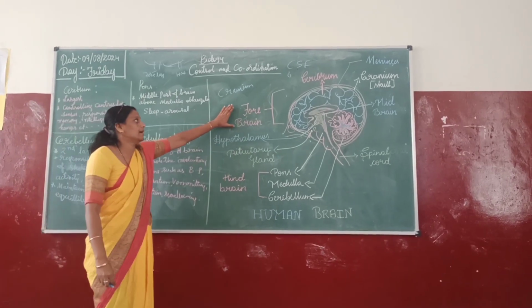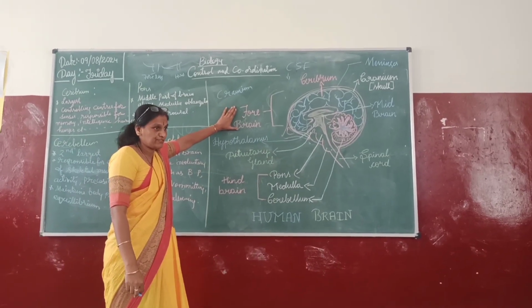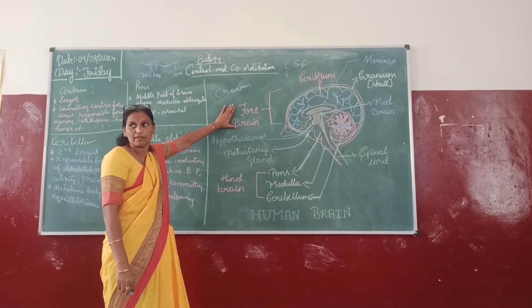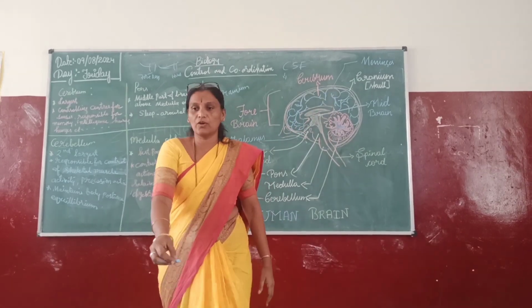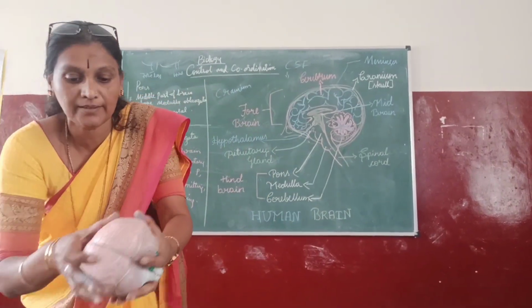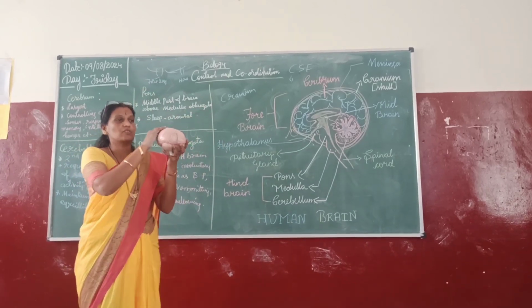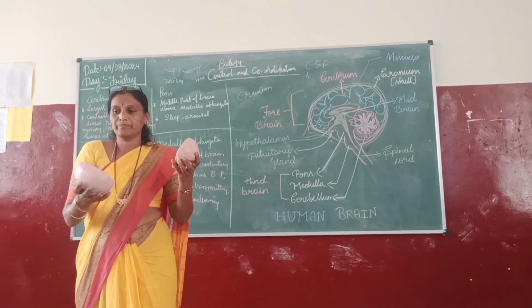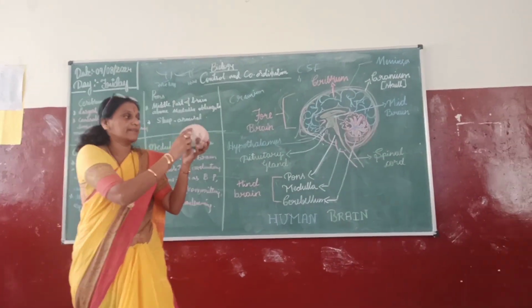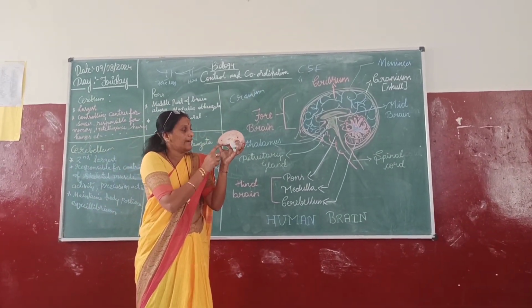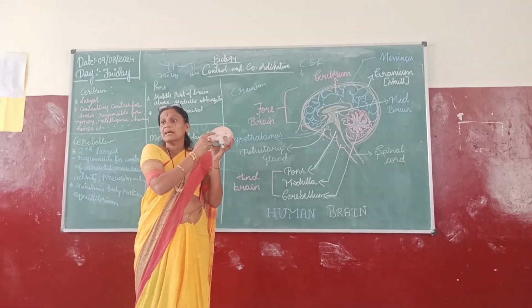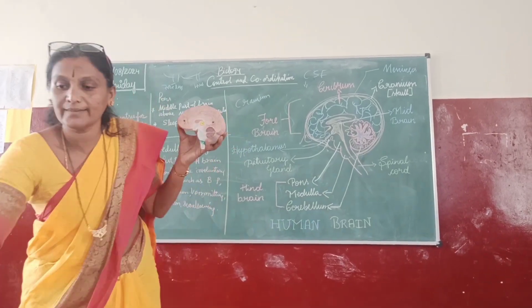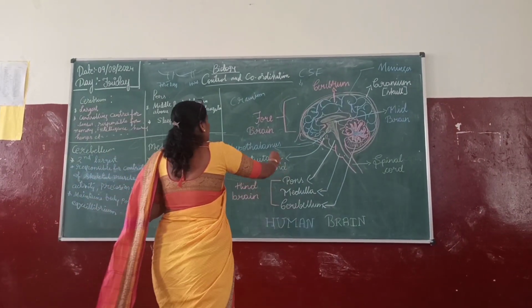Now let us study the forebrain. The forebrain again has one more part called the cerebrum. You can see here, children, this part is called the cerebrum. And you can see some yellow colors here. They are called convolutions.